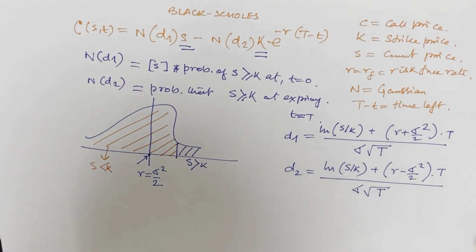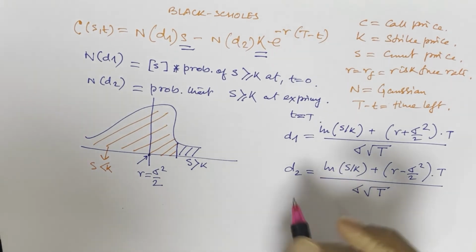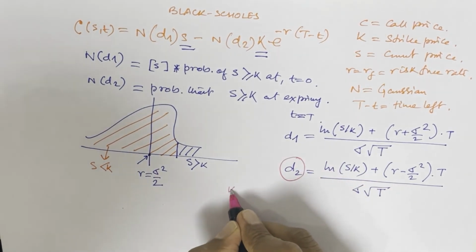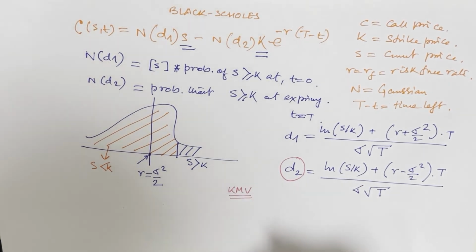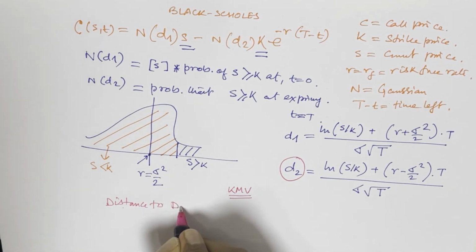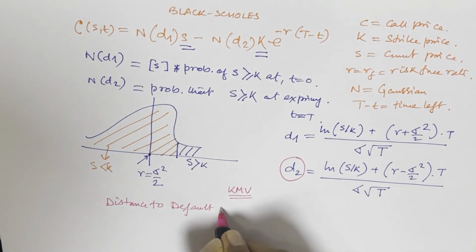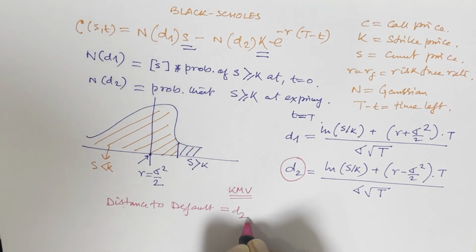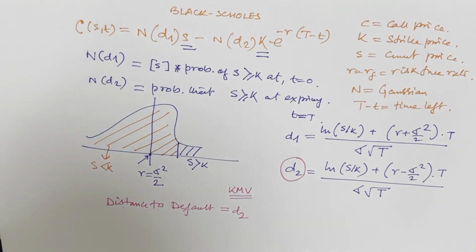Now Merton, when he extended this model, gave this d2 a new name, which is now used in the stock markets as the KMV model or Moody's KMV model. This is called distance to default. So from one model, another model came out, that is distance to default, which is nothing but d2. It is absolutely d2. So we will shoot another video where I will calculate distance to default and show you how it is calculated in real time.